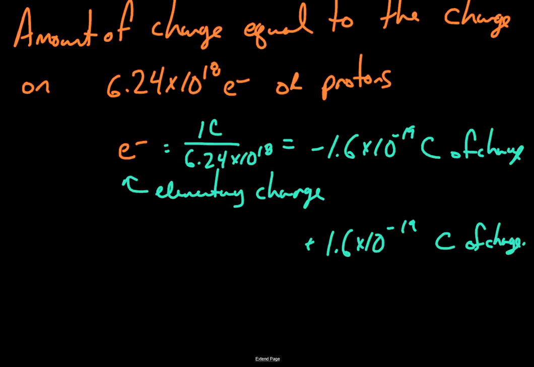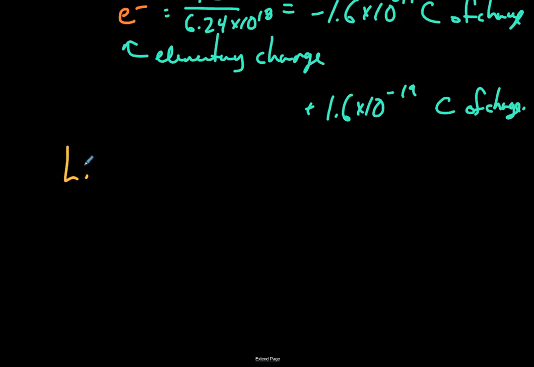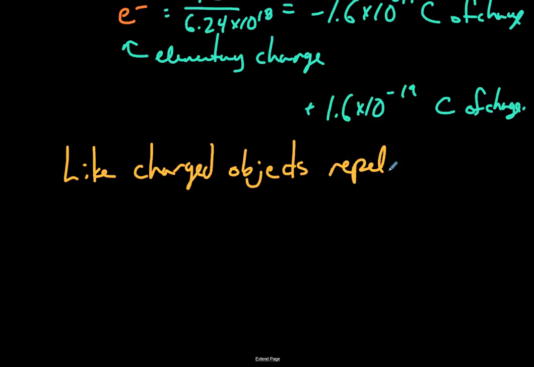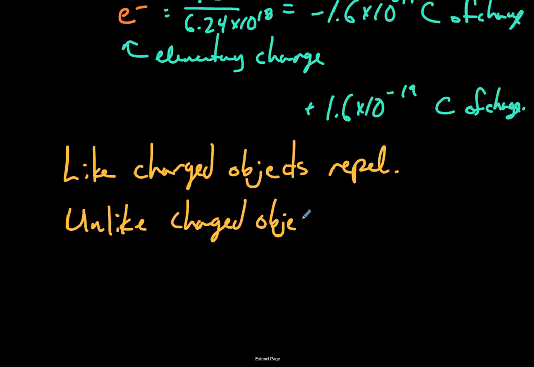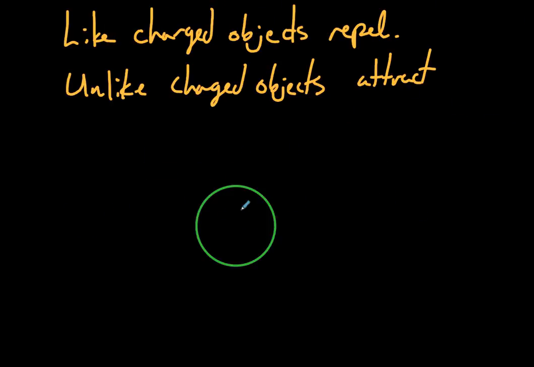Okay? Now we also know this. Like charged objects repel, okay? Unlike charged objects attract. Okay, so we're going to imagine that we have a ball here, and we're going to say we removed some electrons from it. We took electrons out of here. What we're going to say then is it's no longer neutral. It's got positive charge. So I'm going to give it a positive charge sign.